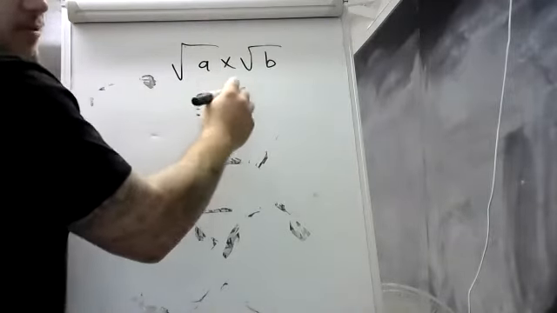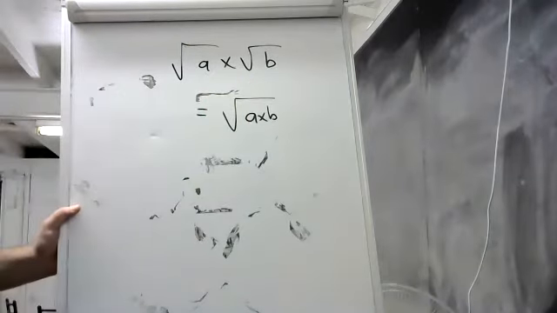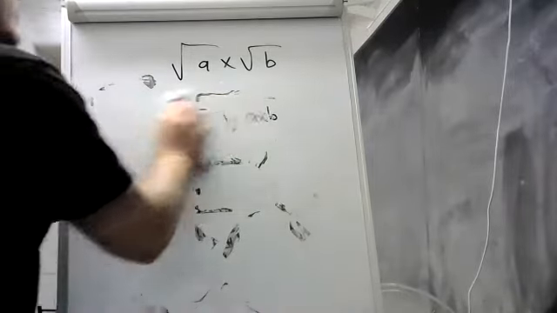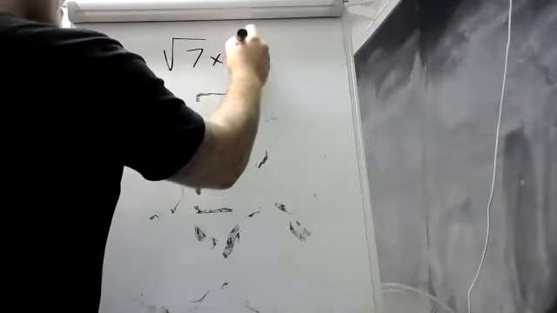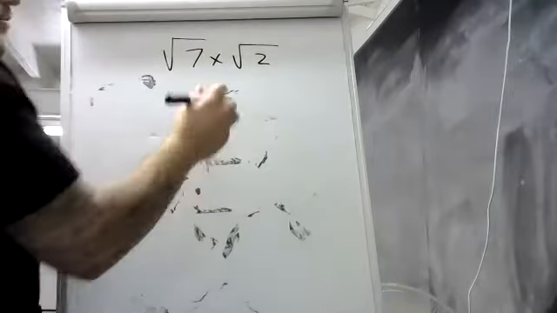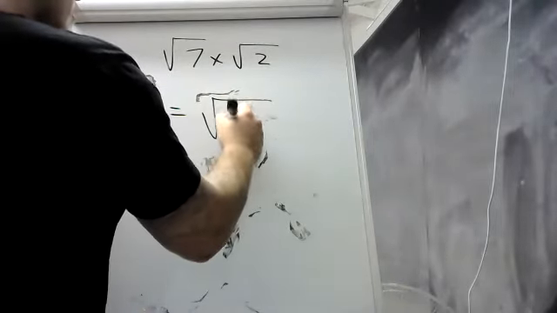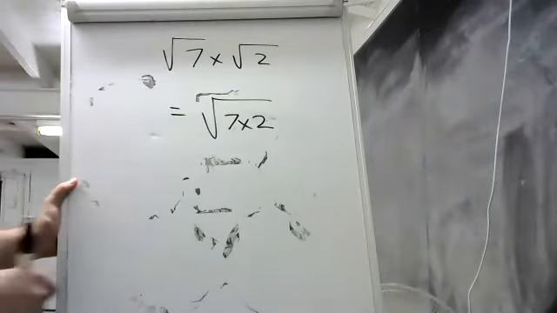It would just equal the square root of a times b, right? So if we have the square root of 7 times the square root of 2. So now we're looking at surds again. We're going to go a little bit in depth if my voice can hold out. That gives us the square root of 7 times 2, or the square root of 14.